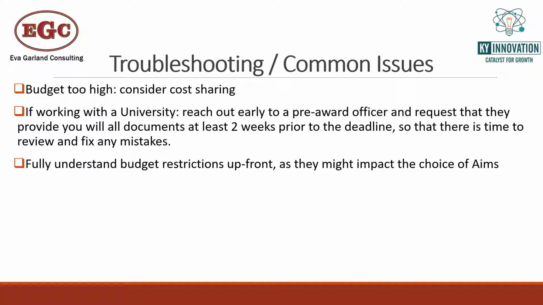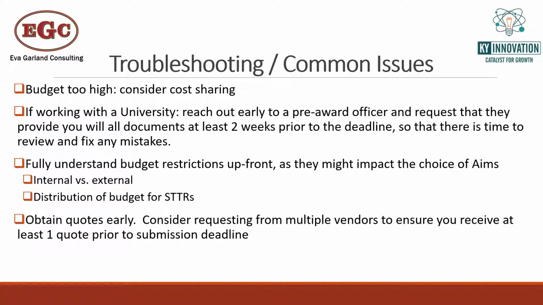Understand the agency budget regulations up front, and read all that fine print. They can impact your scope of project, so it's important to understand that early. Know your internal versus external percentages so that you don't propose a proposal where everything's just a flow-through to the company, because that's not going to be allowed. You do have to do some of the work at the company. Make sure you understand the distributions of budgets for the STTRs, the 40% company, 30% partnering research institute.